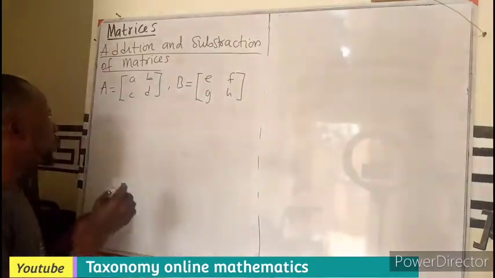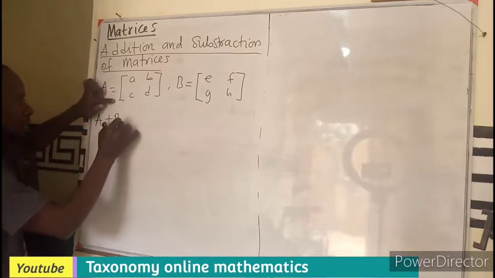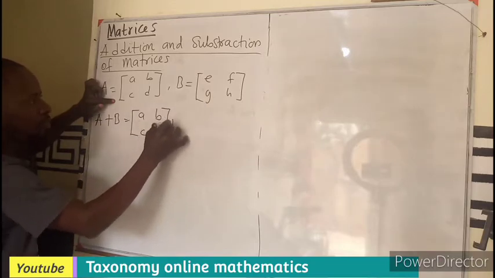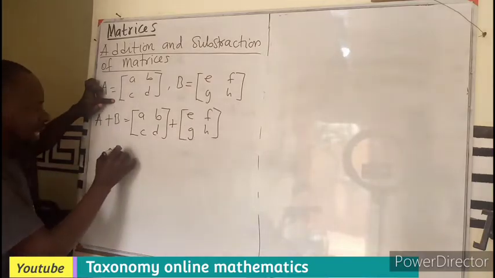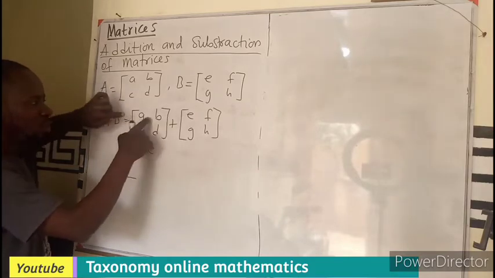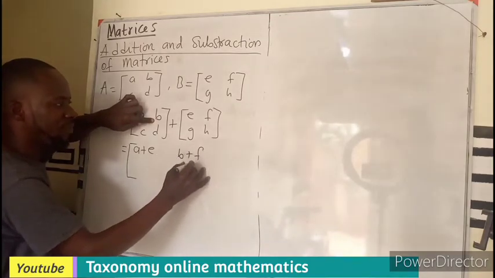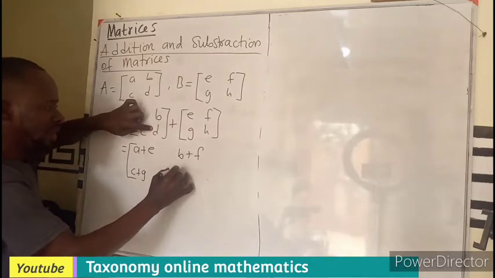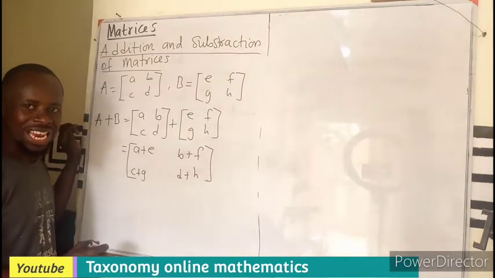So if I want to find A plus B, meaning this is going to be matrix A, B, C, D plus that of E, F, G, H, that will give me an answer to be A plus E in the first entry. The second entry will be B plus F. The third will be C plus G. Then the last will be D plus H. If you are to add, you add corresponding elements.